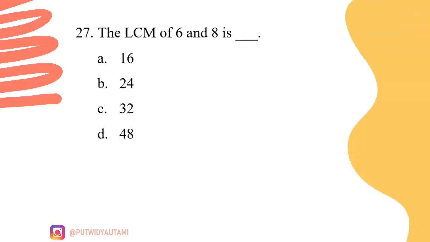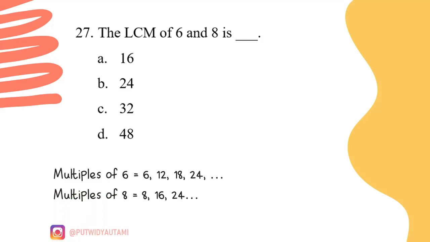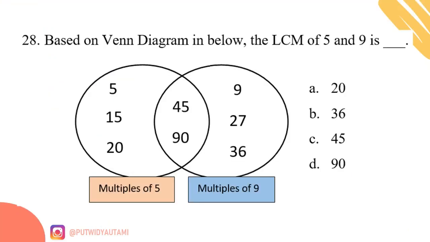27. The LCM of 6 and 8 is, write the multiples of 6, here we go, and the multiples of 8, yeah. Now, what are the common multiples of them? Yeah, the least one is 24. The answer is bingo. 28. Based on the Venn diagram below, the LCM of 5 and 9 is, yeah, 45.